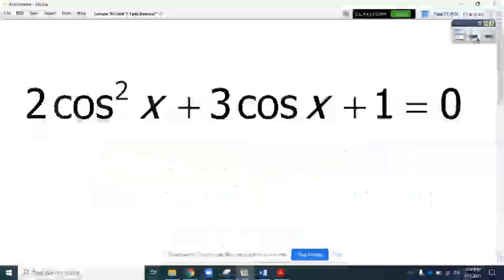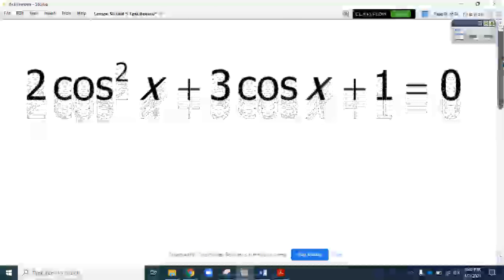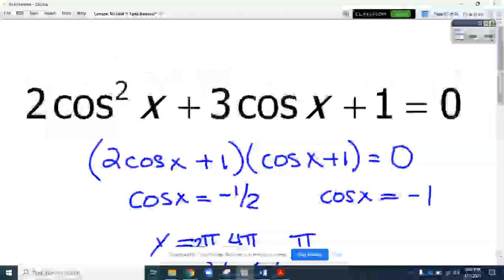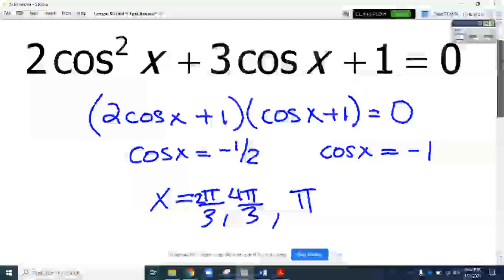I feel like we've done enough of these. All right, if you want to try this one, go ahead. If you feel done, that's okay too. Here's my answer. It factors, and you can solve both of them. Final answer, 2 pi over 3, 4 pi over 3, and pi. Feel free to pause and check it out.